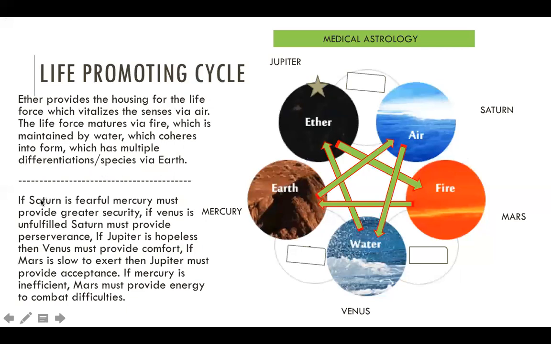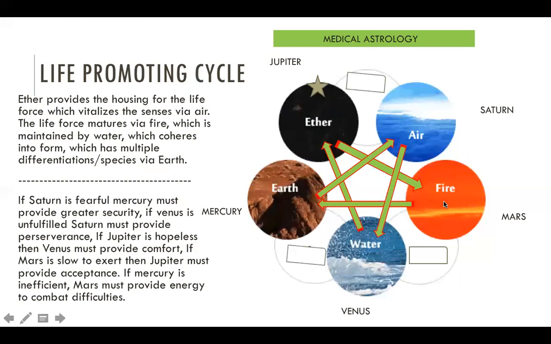Absolutely. And the psychological area of that is, if Saturn is fearful, Mercury, which is Earth, must provide greater security. If Venus is unfulfilled, then Saturn must provide perseverance. If Jupiter is hopeless, Venus must provide comfort and nourishment to overcome that sense of lack, or that sense of directionless, meaninglessness. If Mars is slow to exert, then Jupiter must provide acceptance and understanding and more luck and more opportunities.